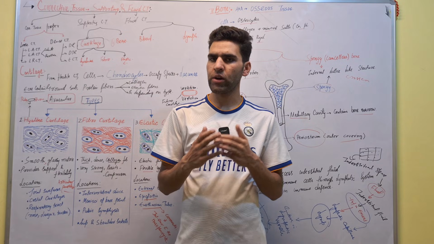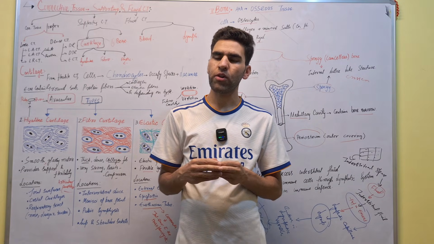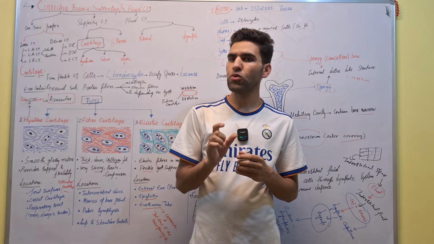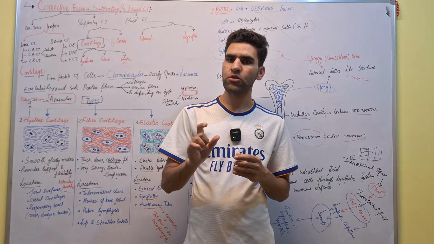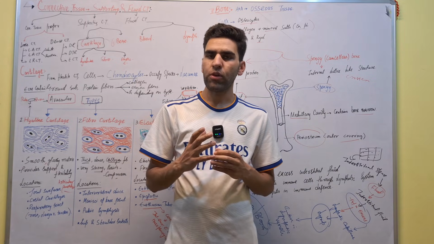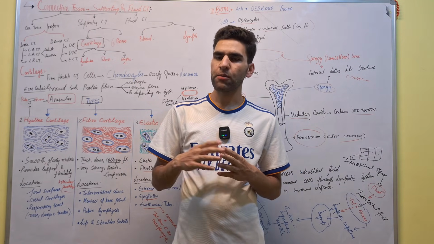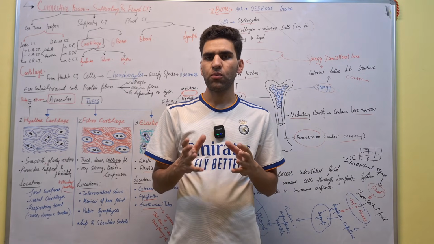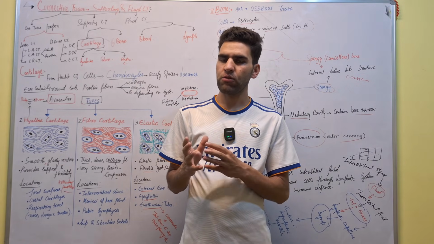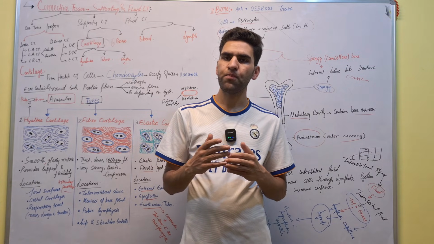In loose connective tissue, we have further three types: loose areolar connective tissue, loose adipose connective tissue, and loose reticular connective tissue. In loose adipose, we have white adipose connective tissue and brown adipose connective tissue. Then coming to the dense connective tissue, we have dense regular, dense irregular, and elastic connective tissue. Then coming to the supporting connective tissue, we have bone and cartilage. Cartilage has three types: hyaline cartilage, fibrocartilage, and elastic cartilage.